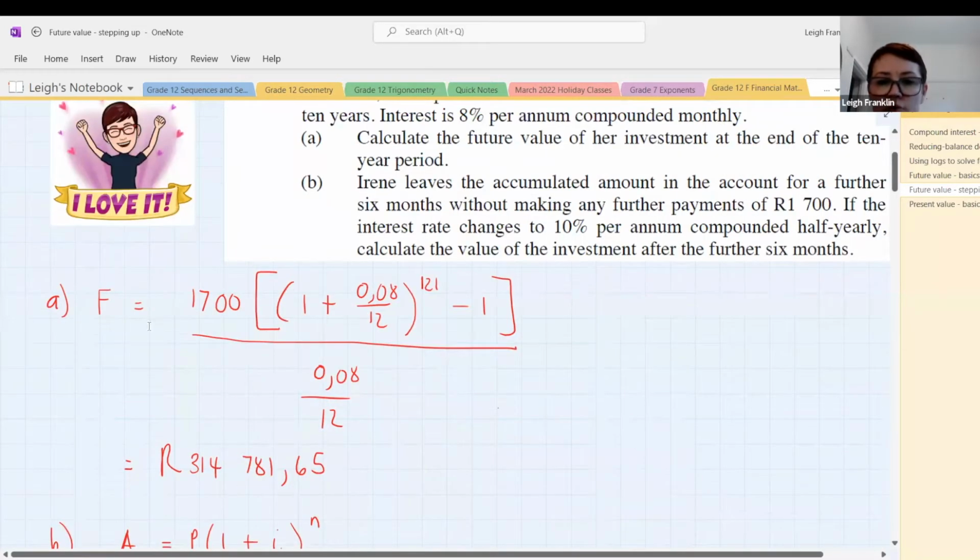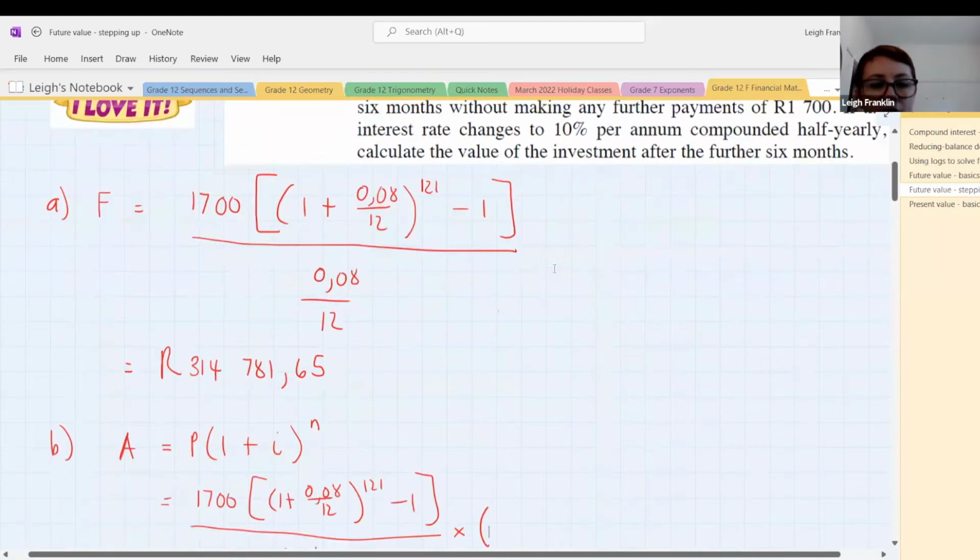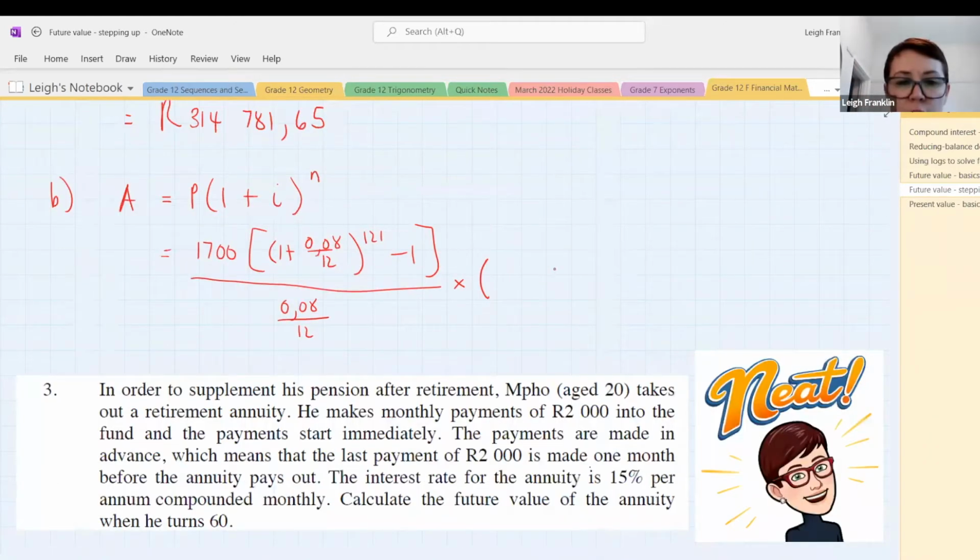So now our new interest rate has changed. It's no longer 8% per annum compounded monthly. It's 10% per annum compounded half yearly. So this is going to be 1 plus what? What's going to go inside here?